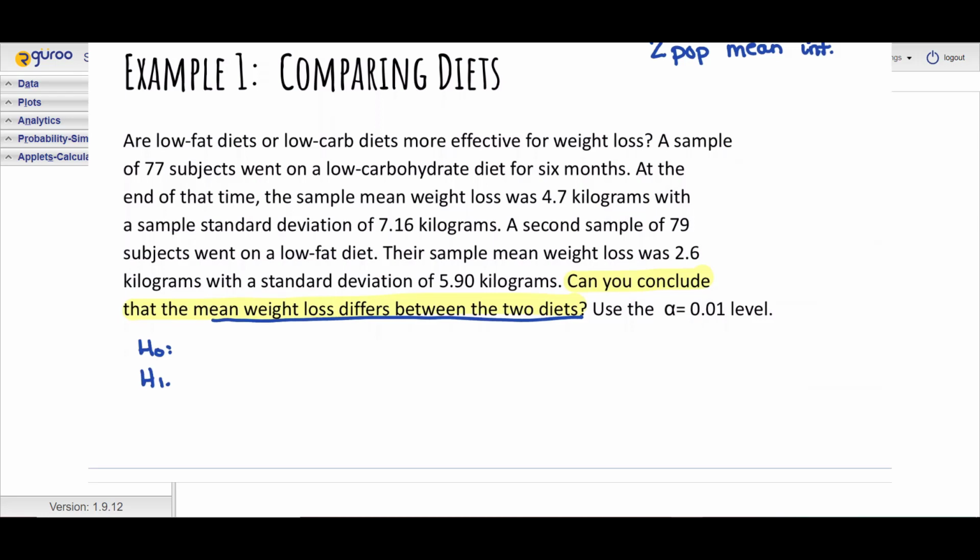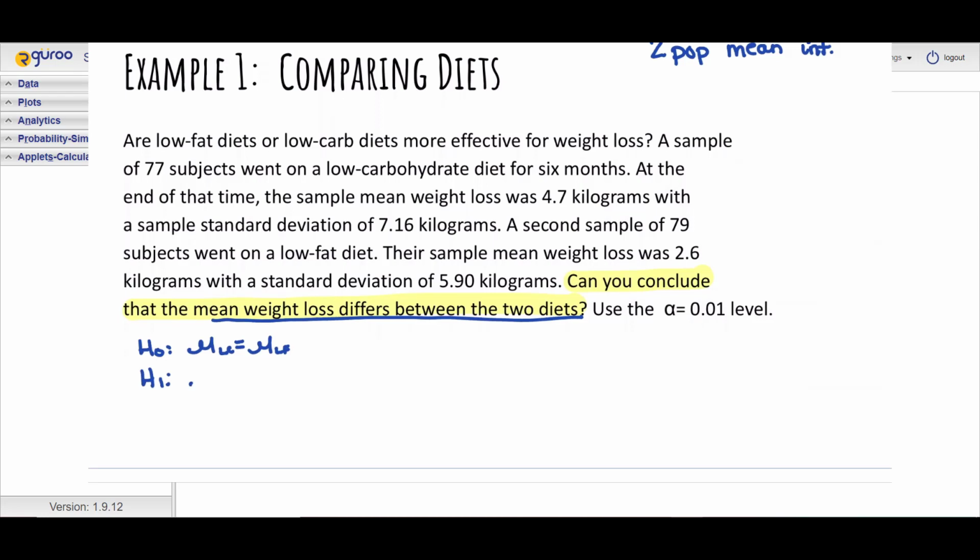Now, since we're doing a mean inference, we are comparing means. So we're doing the mean of the low carbohydrate diet. So I'm going to write mu L, and actually I should write mu LC for low carbohydrate and mu LF for low fat. And so for the null, we're going to assume that there's no difference and that they're equal.